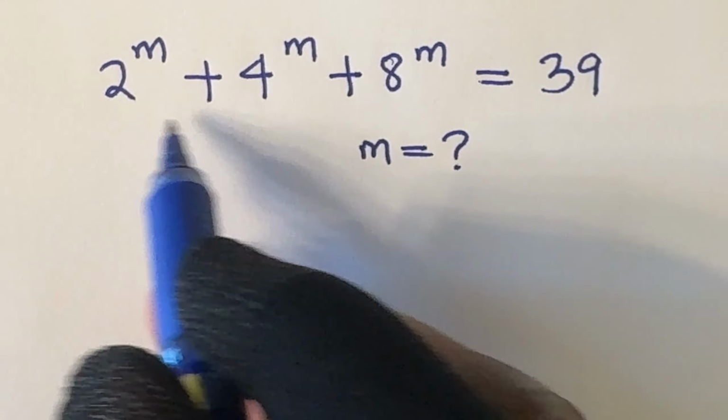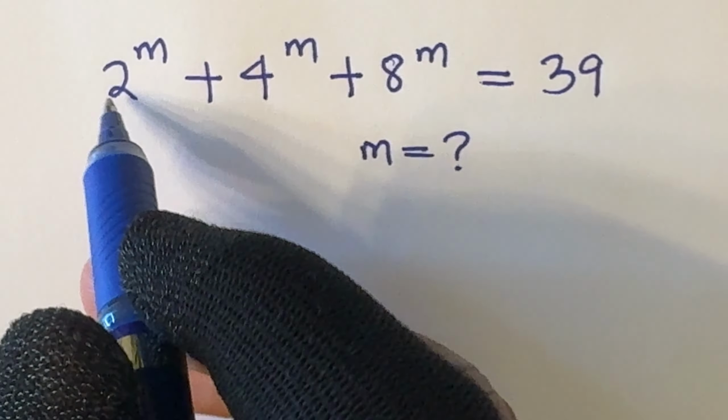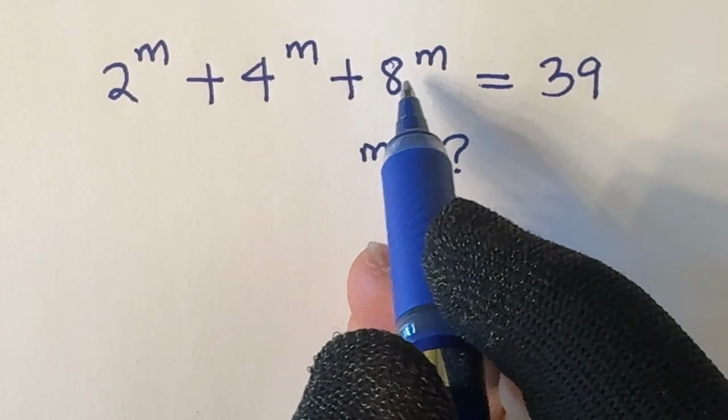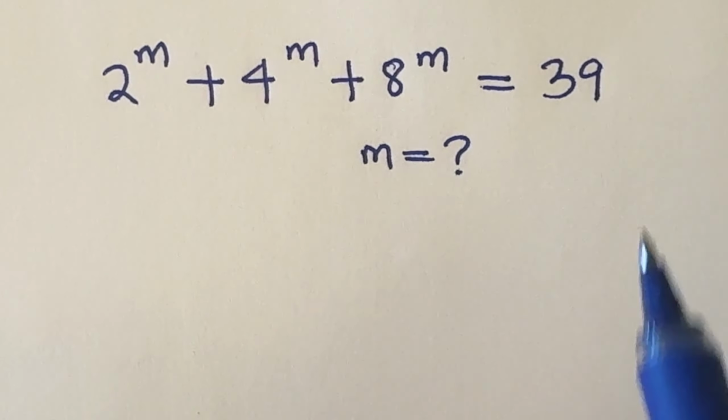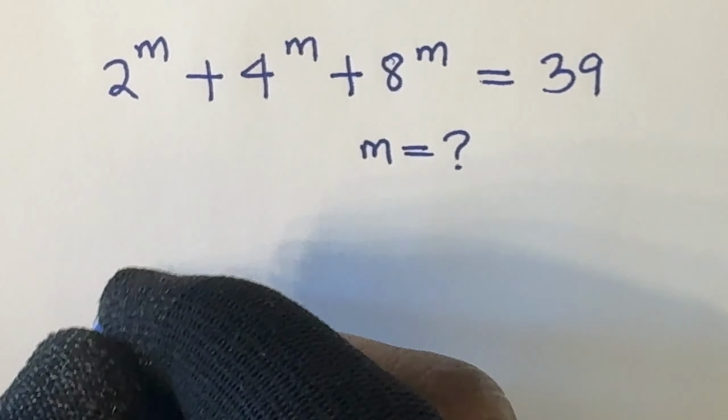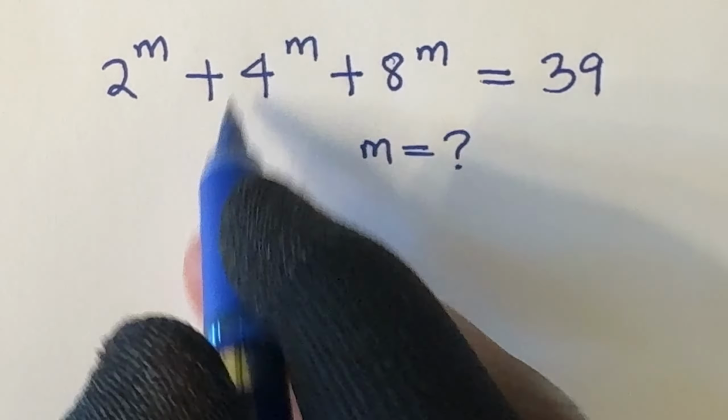In this problem, we want to solve for m given 2 raised to power m plus 4 raised to power m plus 8 raised to power m is equal to 39. I'll start by repeating the problem.